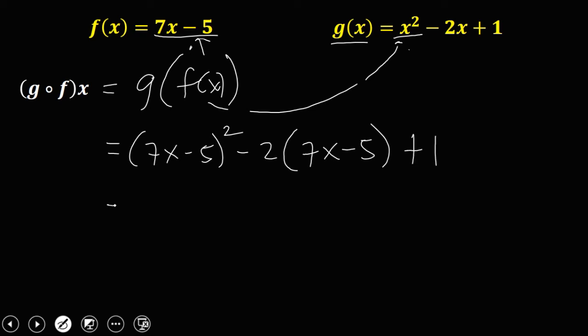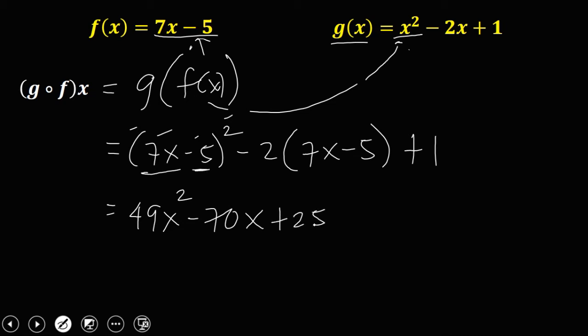Okay, then expand this equation. So using the shortcut method, the square of 7x is 49x squared. Then the product, 2 times 7x is 14x, times negative 5. So 14 times negative 5, that's negative 70x. Then the last one, the square of negative 5, that's positive 25. Okay, so this is our first term.